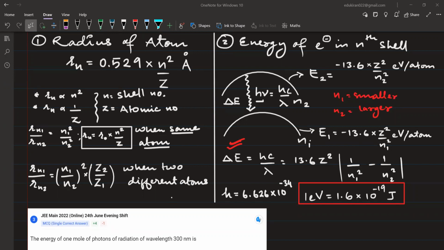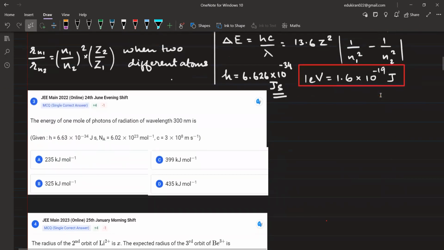What is the unit, guys? Joule second. It is not joule per second, it is joule second. Okay, keep that in mind. All of you wrote this down? Yes or no? Please tell me. Yes, sir. Okay. Now, do this question.